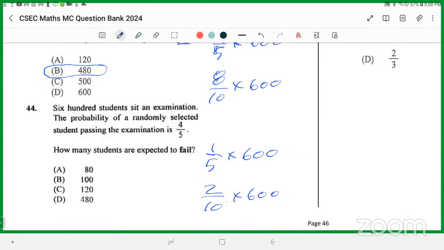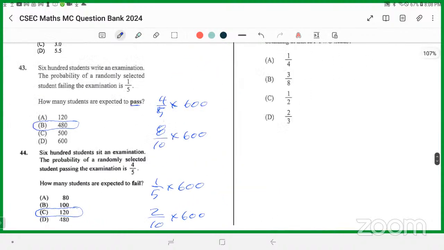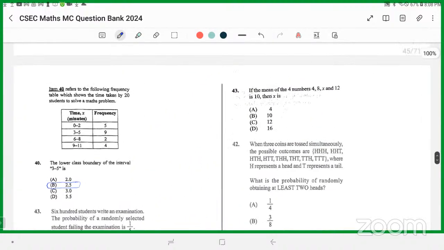See that? This cancels this. 2 times 6 is 12. 120. So sometimes you have to make it bigger to make it smaller. So it is. Next one up here.